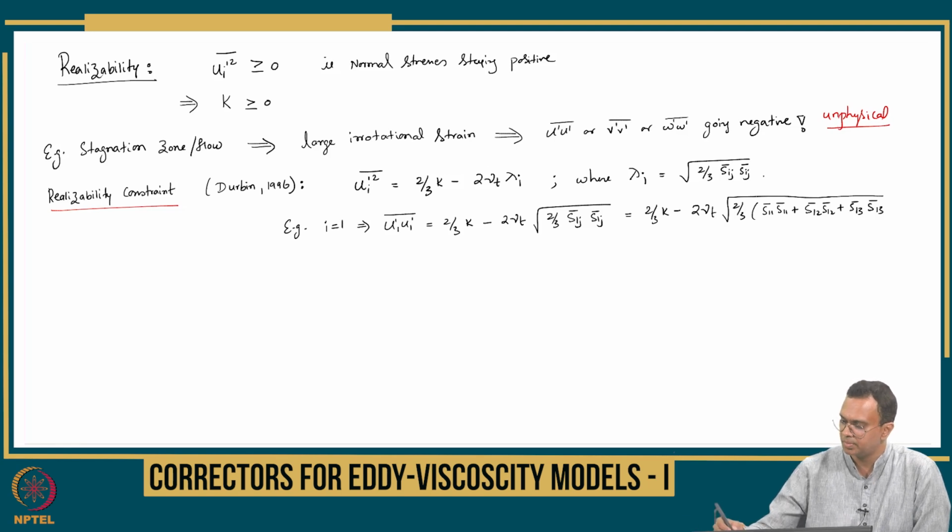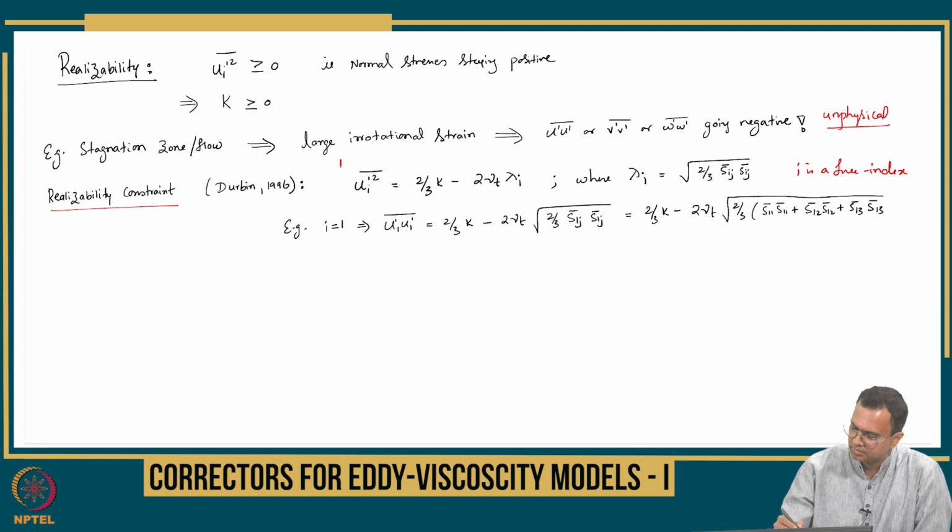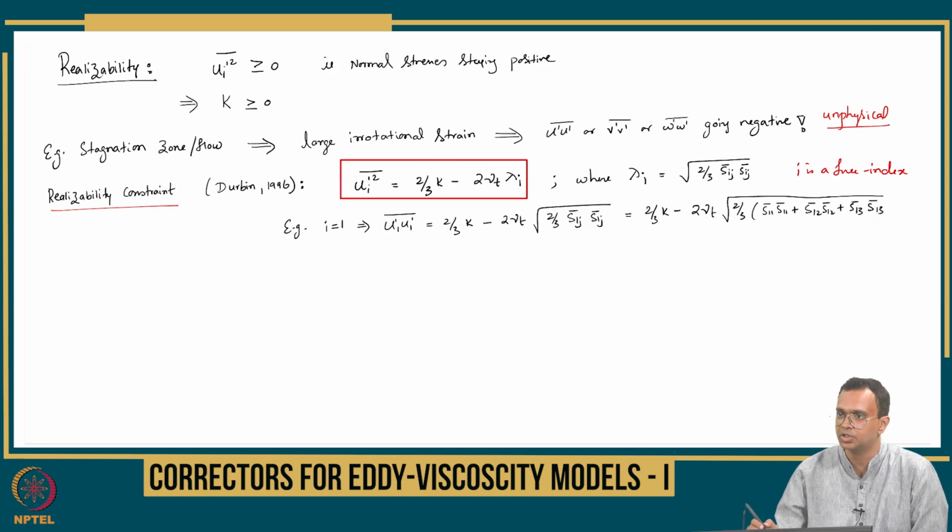So there is no summation over I here. I is a free index. You sum over j. So he takes this particular part here, and now if you want normal stresses to stay positive, the condition should be that this 2 nu t lambda I should be smaller than 2/3 k, right?